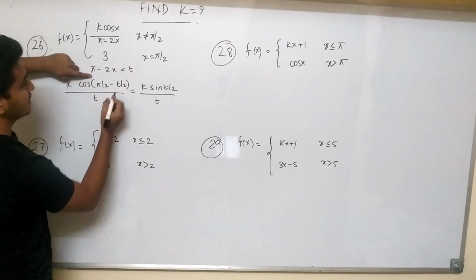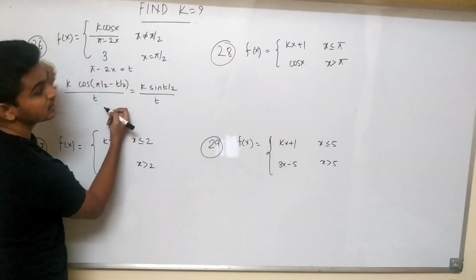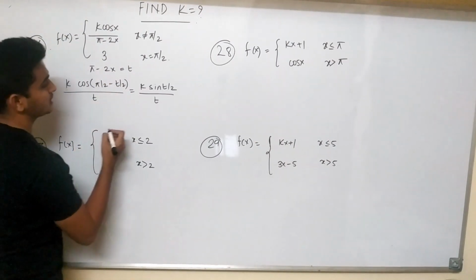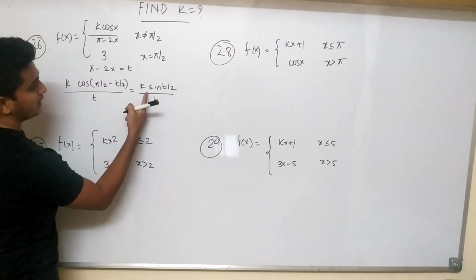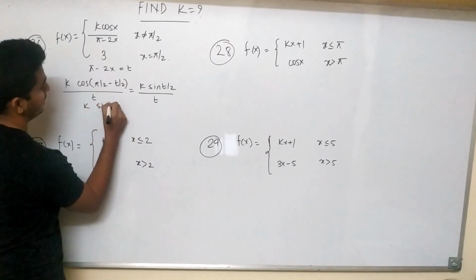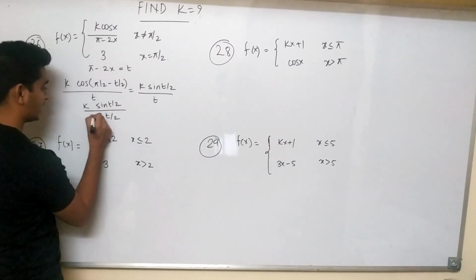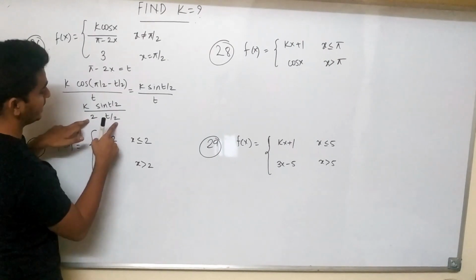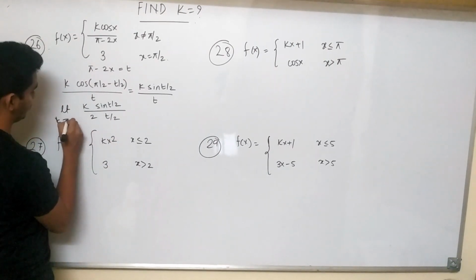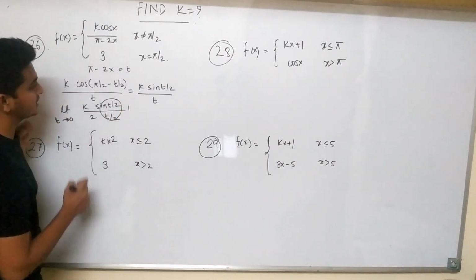And now we know that since x is going towards pi by 2, t will go towards 0. Why? If you plug in pi by 2 over here, it will go towards 0. So we can say that if you divide this, which is k sine t by 2 divided by t by 2, multiplied by 2, so you have divided and multiplied by 2. You know that when t is going towards 0, this value will become 1. So what you have is k upon 2.